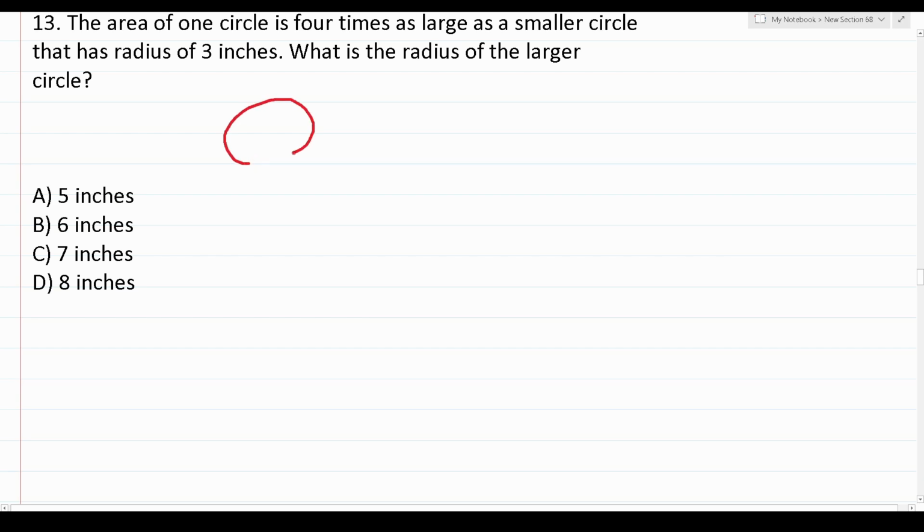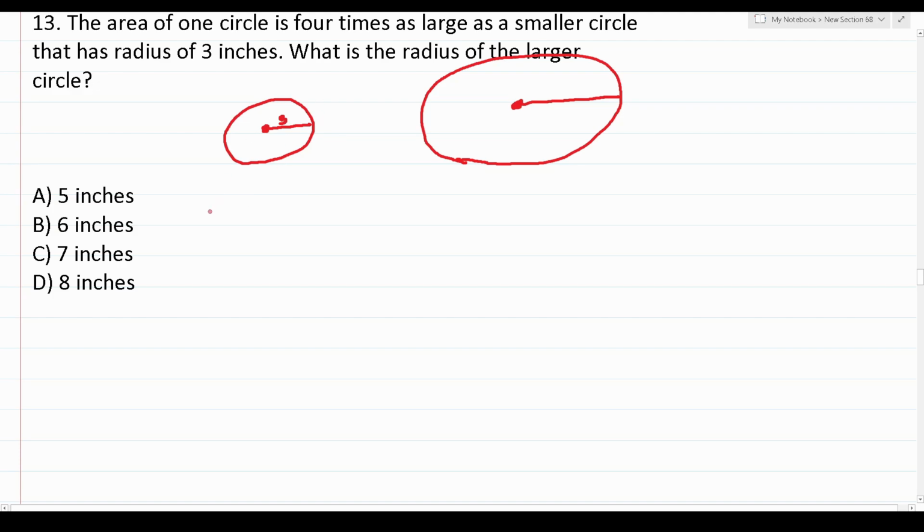We have a smaller circle here and a bigger circle that has an area that's 4 times as big as the smaller circle. We're told that the radius of this smaller circle is 3 inches. All right, and we want to know what the radius of this bigger circle is. All right, so let's get started by finding the area of this smaller circle.